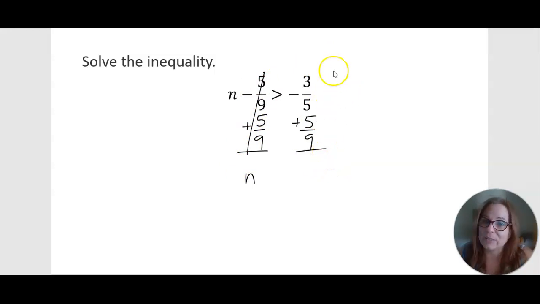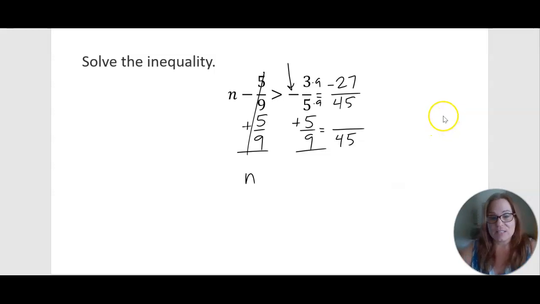On the right, in order to add these fractions, you guessed it, I need a common denominator. All right, so my common denominator is 45. This would be times 9, so that's 27, but I'm going to put a negative because I don't want to forget that that negative is there, right? This is a negative 3/5, so I'm going to make sure I put that negative with the top number with the 27. Otherwise, I might forget that it's there. All right, so this is 25.